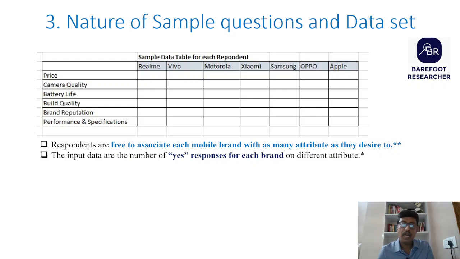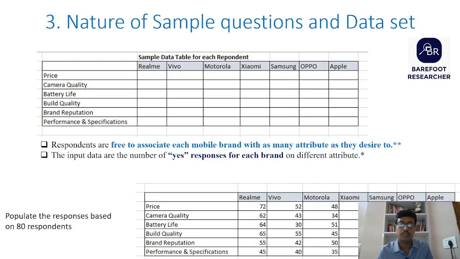Now I distribute it to 80 respondents and collect the data. For each respondent, I get this tabular form, and each respondent marks yes, yes, yes. Someone puts price against one brand, someone puts battery and build quality against Vivo and Oppo. When I get the 80 responses, I collect them and sum all of this up. It comes in the form of frequency. The 80 responses look like this table.